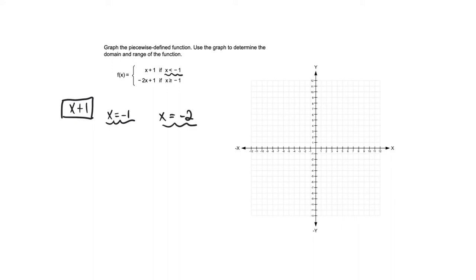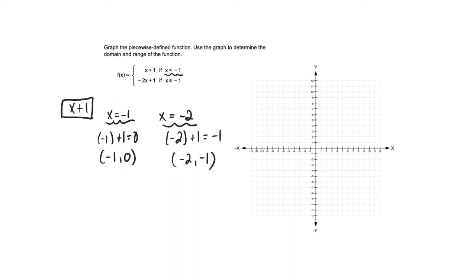Okay, so your function is x plus 1. So negative 1 plus 1, right, is 0. So 1 point is negative 1, 0. If you substitute in negative 2, you get negative 2 plus 1, which is negative 1. So negative 2, negative 1 is a point.